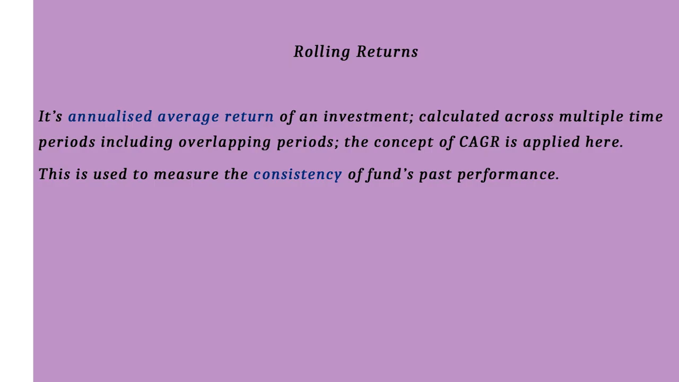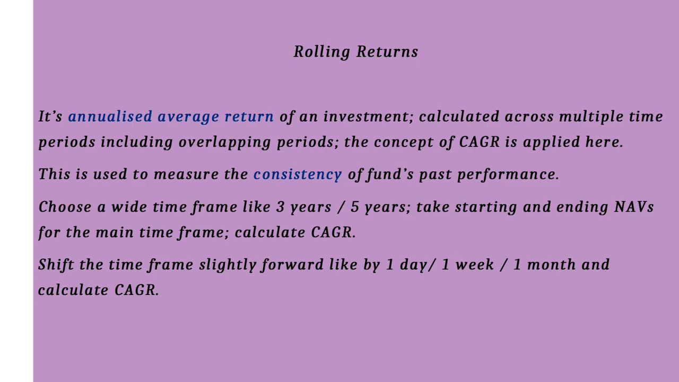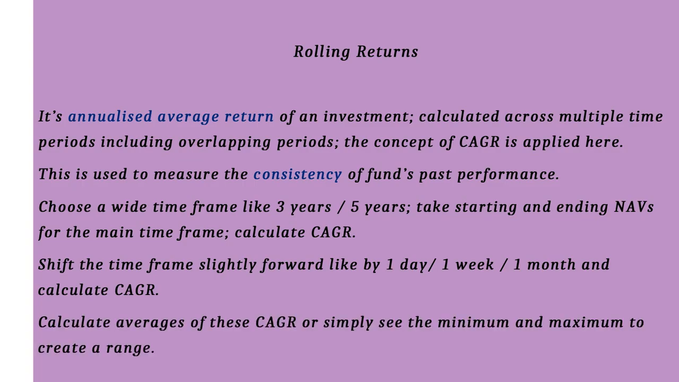To calculate 3-year rolling return on a monthly basis, the first set of calculation will be the returns from January 23 to January 26, and the next set of measure would be February 23 to February 26, and then March, and so on. With different returns calculated, a range is formed. To calculate further, you can take simple average of returns. It's easy to use multiple rolling return calculators available online.